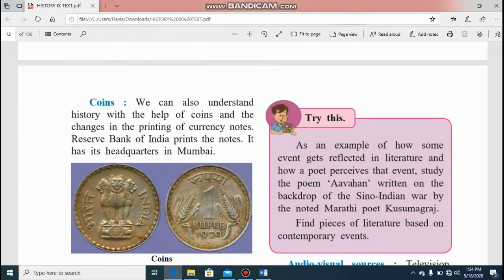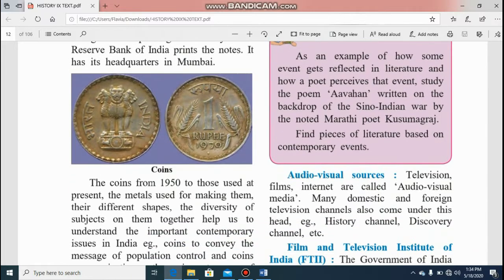Coins. We can understand history with the help of coins and the changes in the printing of currency notes. The right to print currency notes and coins is reserved by the Reserve Bank of India, and its headquarters are in Mumbai.